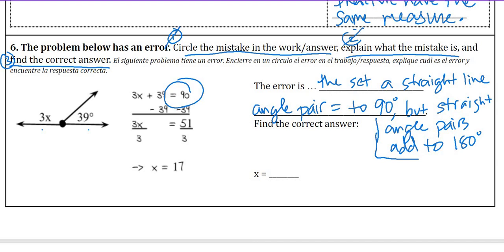Now I need to solve this correctly. So I should do 3x plus 39 equals 180. Subtract 39 from both sides, giving me 3x equals 141.